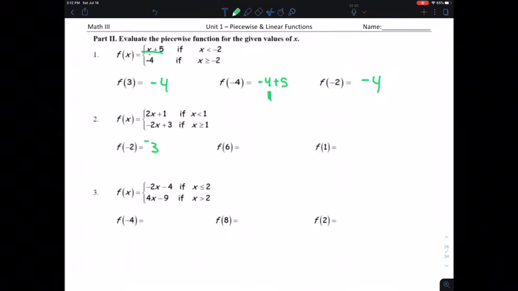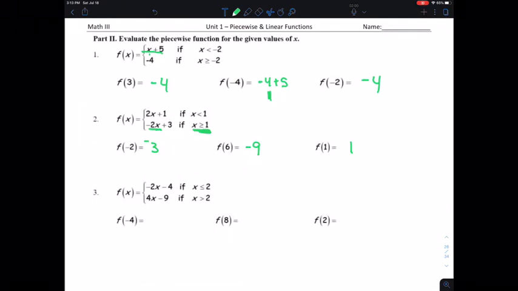F of 6. 6 is greater than 1, so we'd use the bottom, which would be negative 12 plus 3, which is negative 9. And f of 1, again, we would use this one because that's where it's greater than or equal to, so that would be negative 2 plus 3, which is 1.